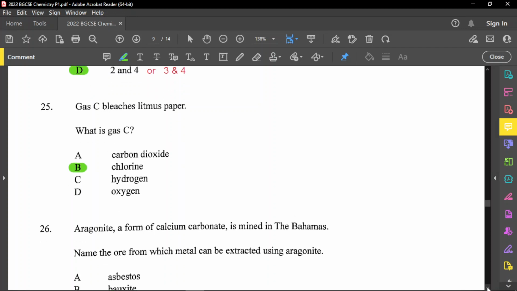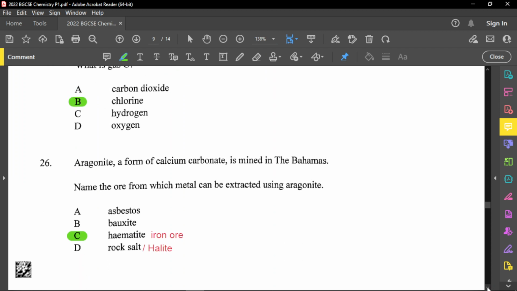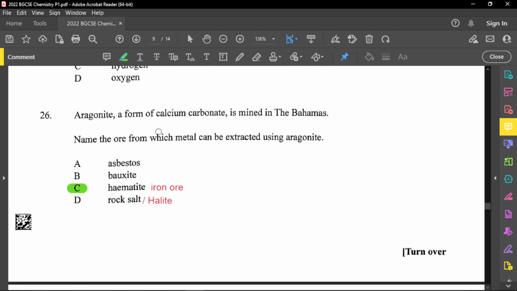All right, question number 26. This one reads: now that aragonite, which is a form of calcium carbonate, is mined in the Bahamas, name the ore from which metal can be extracted using aragonite. And aragonite is used in extraction of iron, and the ore for iron is hematite. And so option C is the correct one.